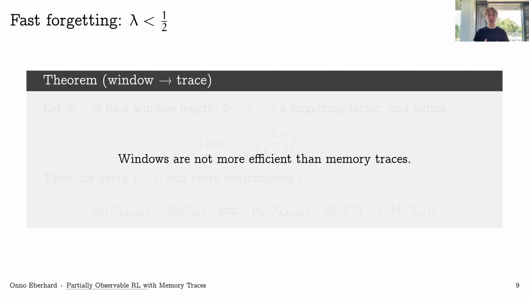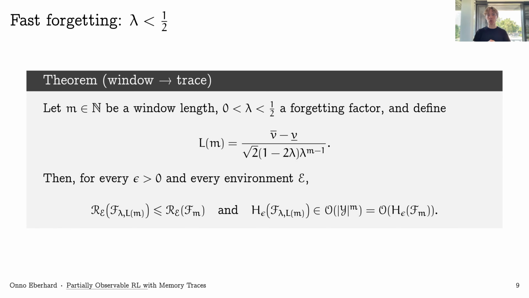Our first result shows that learning with windows is not more efficient than learning with memory traces. Specifically, no matter what the environment is, for any window length m, we can always construct a forgetting factor lambda and a Lipschitz constant L such that the corresponding memory trace function class attains the same minimum return error and has the same metric entropy as the corresponding window class.